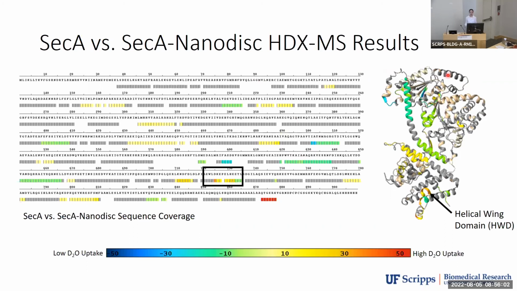The same region that we noticed before that had higher deuterium uptake on SAKE when bound to nanodiscs corresponds to this helical wing domain on this region of SAKE. This indicates that when SAKE is bound to nanodiscs, this region is opening up, likely to allow ATP to enter and allow for the ATP hydrolysis reaction to take place. When this region opens up for ATP, these residues and this peptide becomes more exposed to deuterium, and thus we see this result of, when bound to nanodiscs, SAKE has more deuterium in this region.